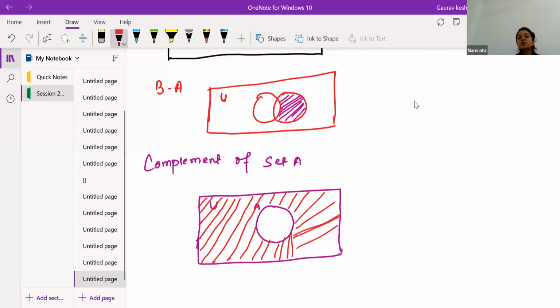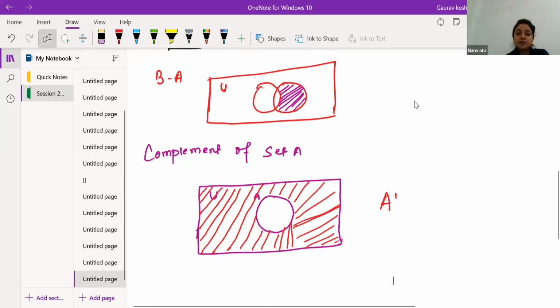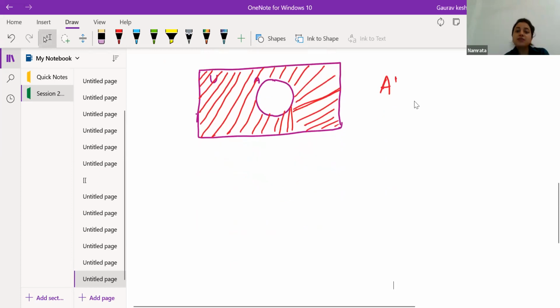So this one is A complement. Similarly, if complement of B is there, so if from universal set, exclude B. Whatever is left, that is complement of B. Let's do a few problems from here, from the sets, the Venn diagram.